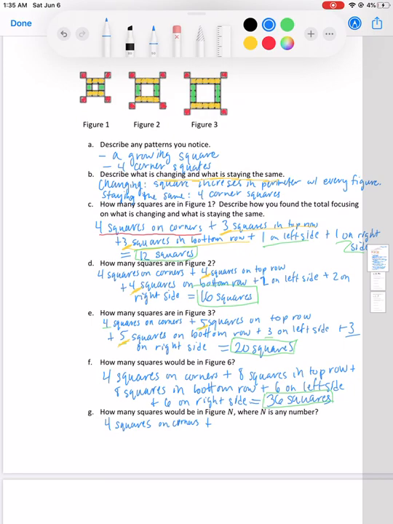Okay, so it changes depending on the figure number. So the figure number is n, right here. And it looks like the squares in the top row and bottom row are n plus 2 for the top row, and n plus 2 squares on the bottom row.